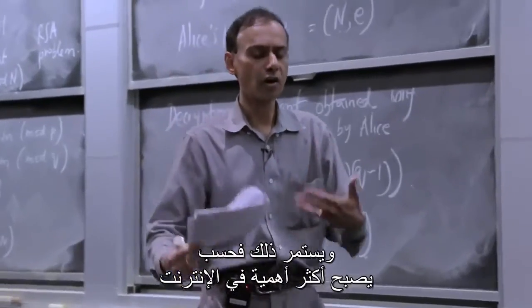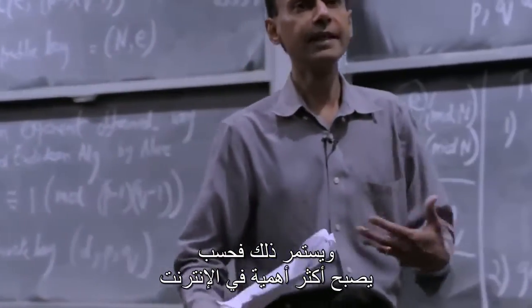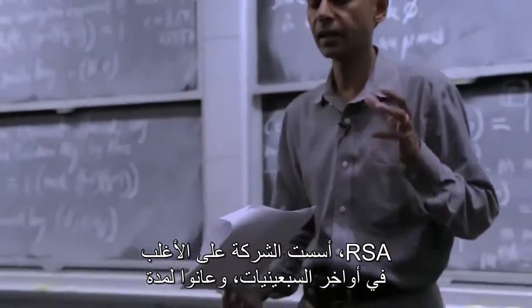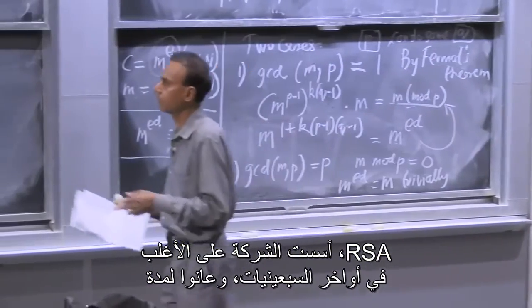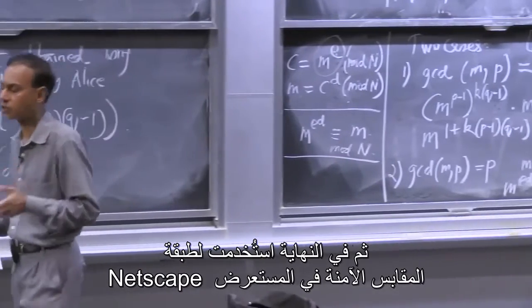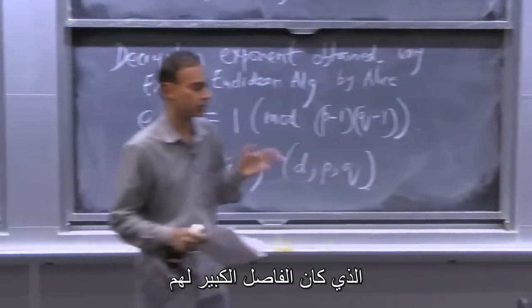And it's just gone on and on. It's become more important with the internet. RSA, the company was probably founded in the late 70s, and they struggled for a while. And then eventually they were used for secure socket layer in Netscape, which was their big break.